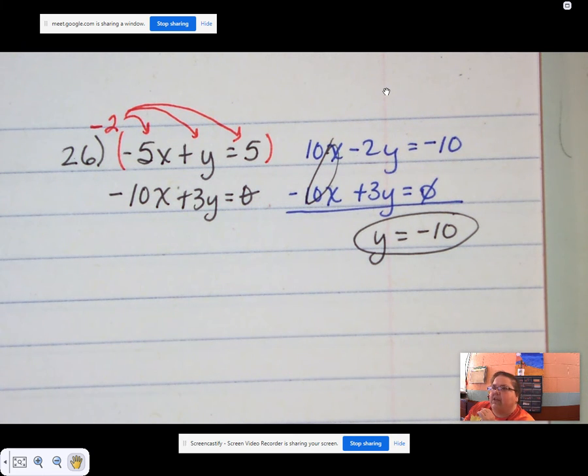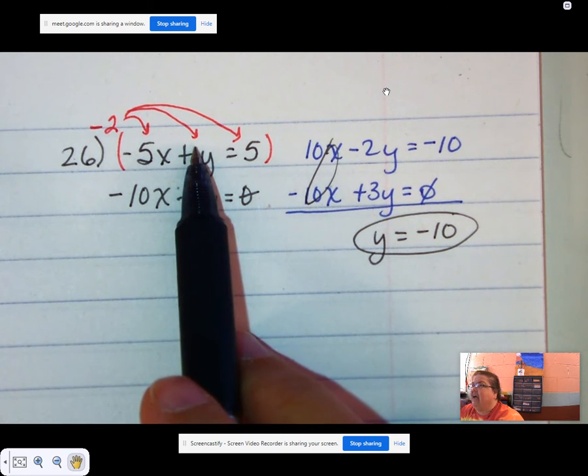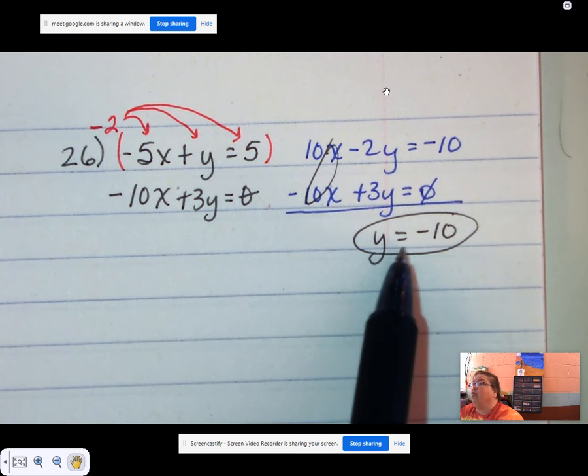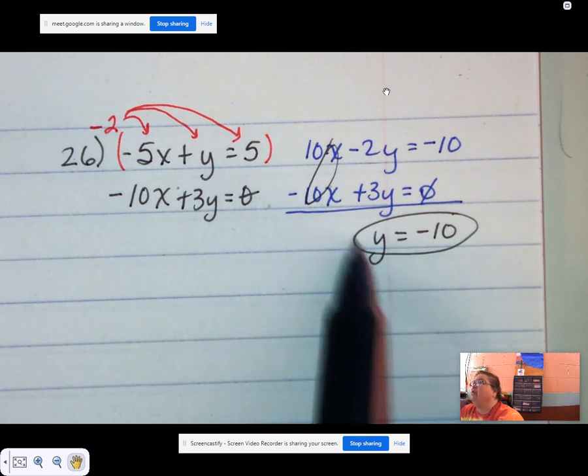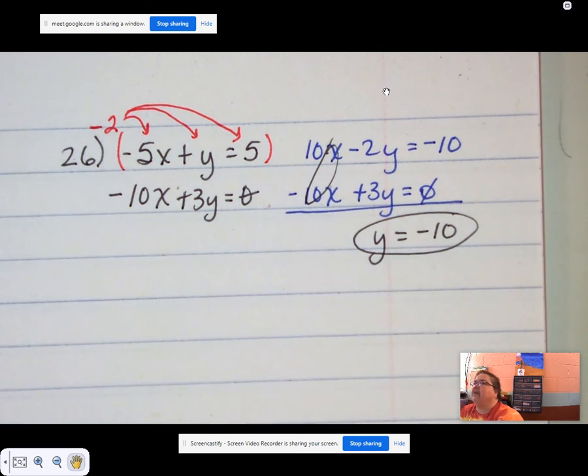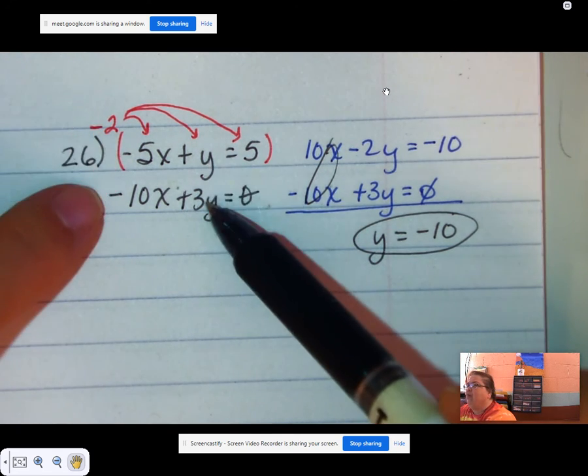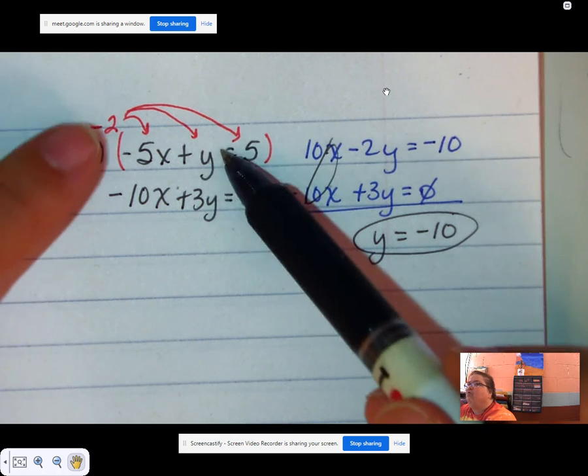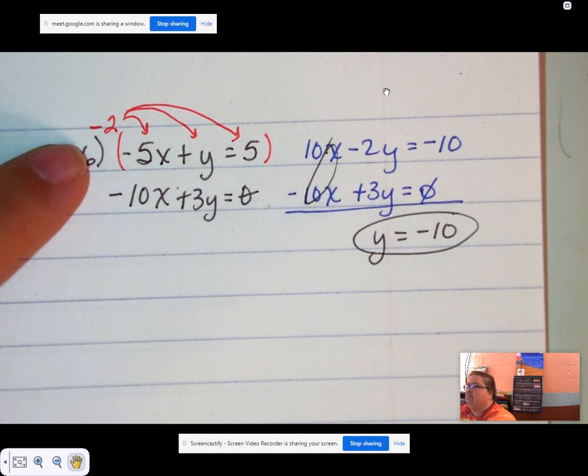Now I have to solve for the other one, right? Because remember, when I'm using elimination, it's a system on a coordinate plane, and I'm trying to find where this line intersects this line on the coordinate plane. So I need an ordered pair for my answer. I know what y is. I need to find x. You have to substitute into an original equation. Which one do you want to substitute into? The top or the bottom?